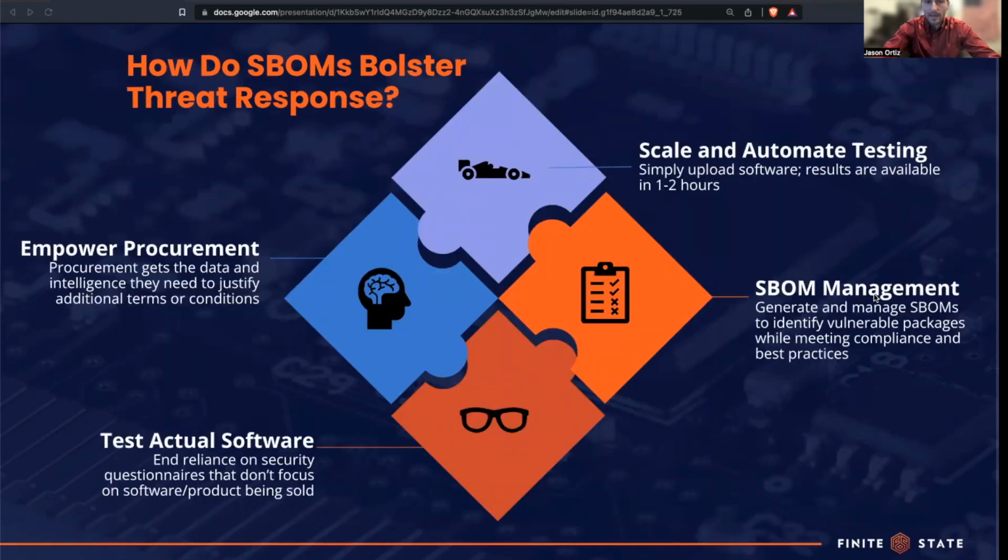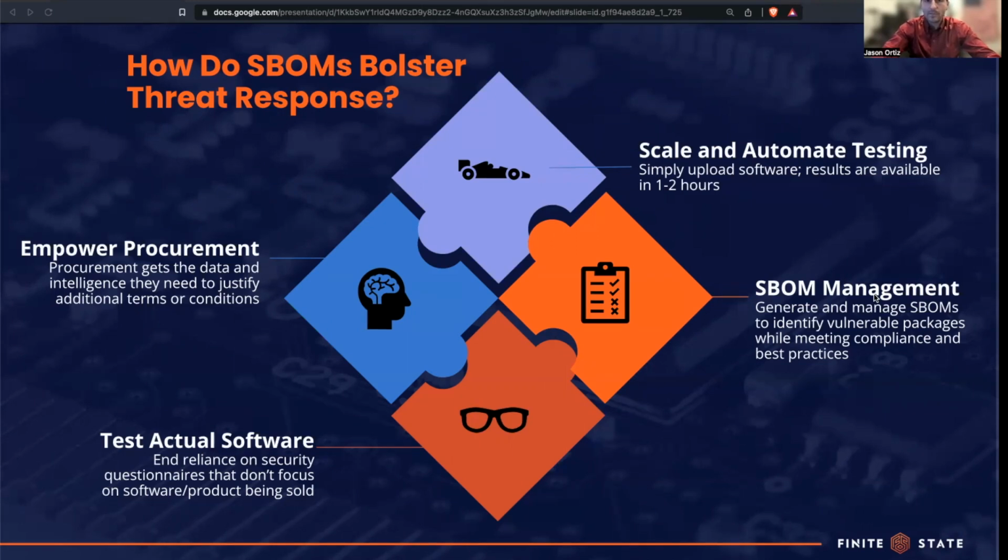So if we're really looking at how SBOMs impact our overall security lifecycle, it obviously provides us visibility, but it can also help bolster some of our threat response, as I mentioned. So you're able to scale and automate some of the testing of your software if you know what's actually in it. You can identify some of those specific vulnerable packages. The ones that have the most vulnerabilities or the most critical vulnerabilities are likely the ones that you need to remediate first. That also helps a lot when meeting compliance standards.